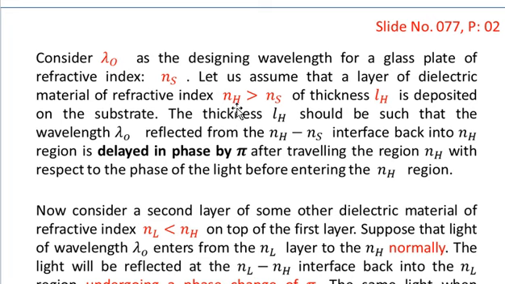So the total distance, which is 2 LH, is traveled in the material of refractive index NH. The total thickness traveled in this material is 2 times LH, and we want this thickness to be such that the desired wavelength lambda naught, when it enters and leaves that material, will suffer a phase shift of pi.